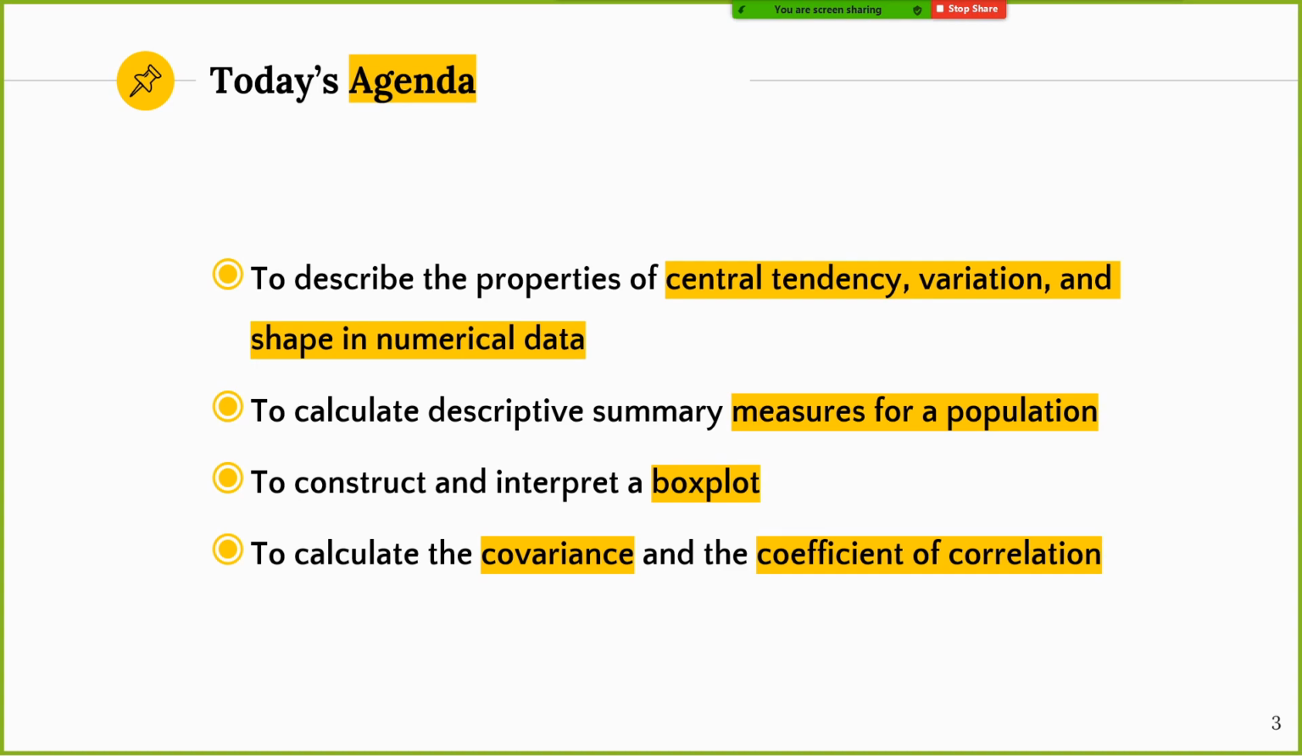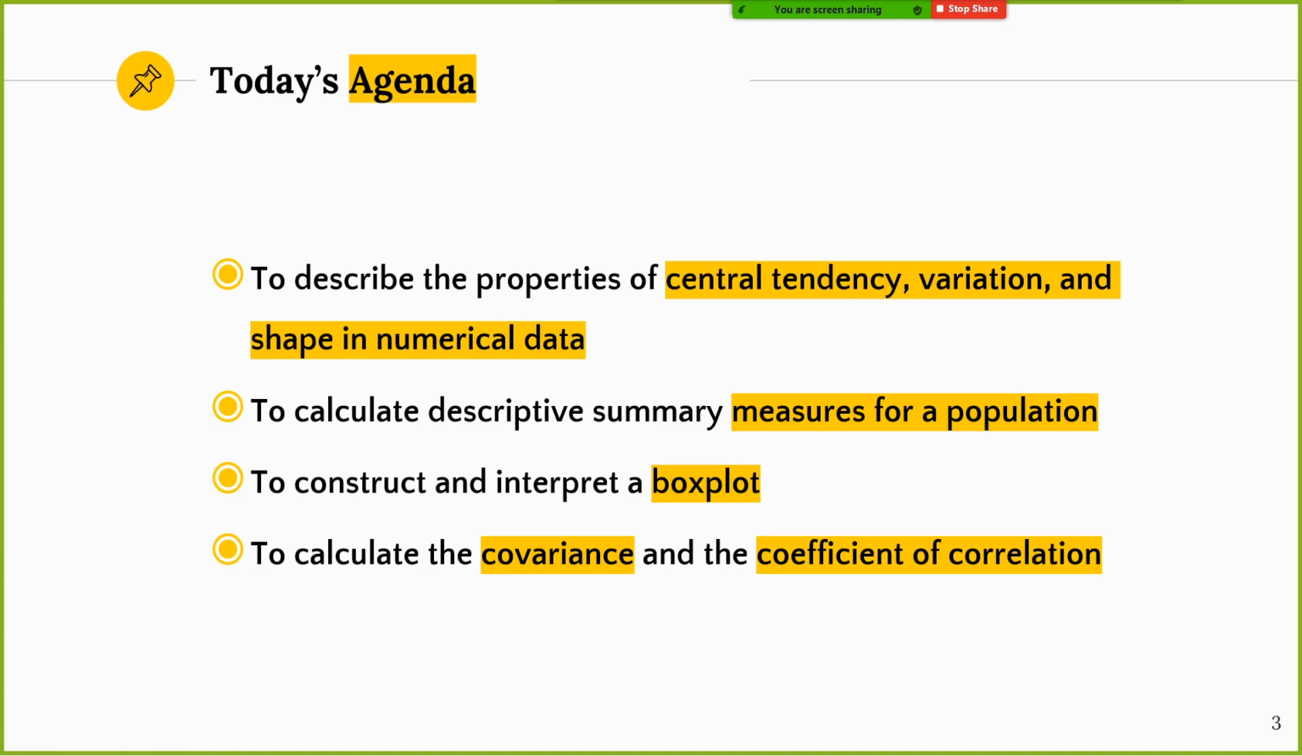Okay, so this is today's agenda. In this class, you will learn about the central tendency, variation, and shape. And also you will learn to calculate descriptive summary measures of a population, and also to construct this box plot. The box plot is a very strong tool to do statistical analysis, to know the characteristics of the population, to know the characteristics of the data that you have.